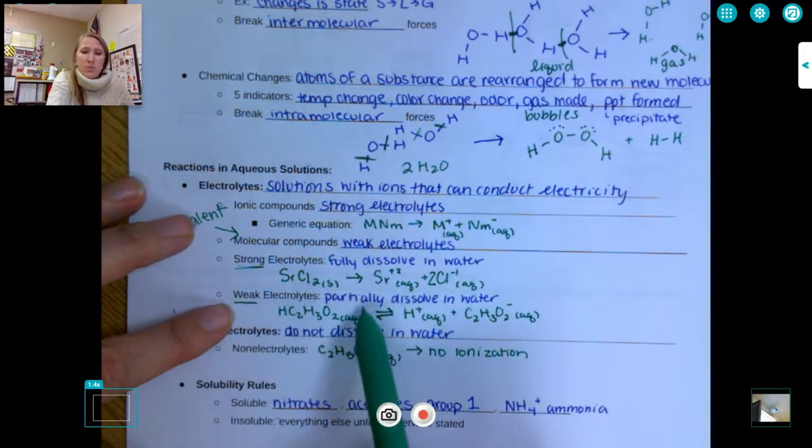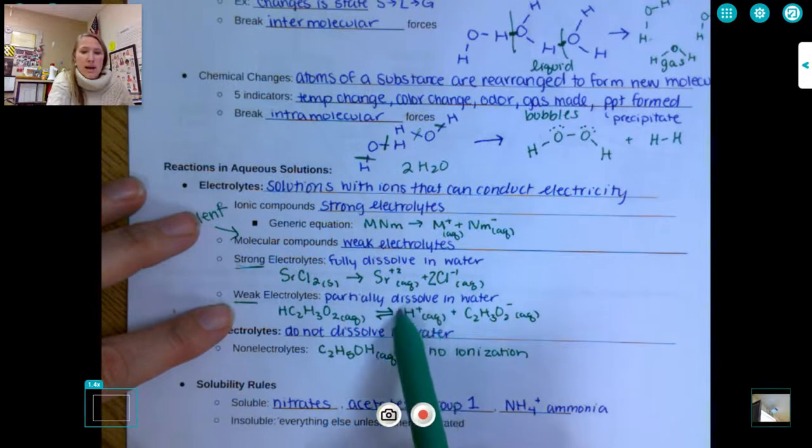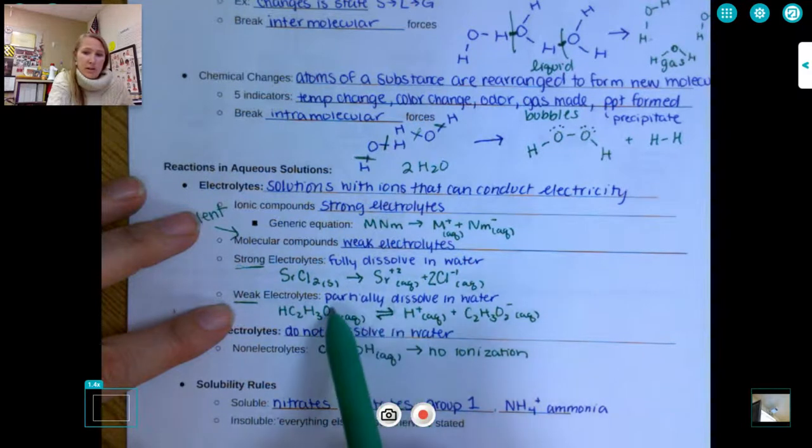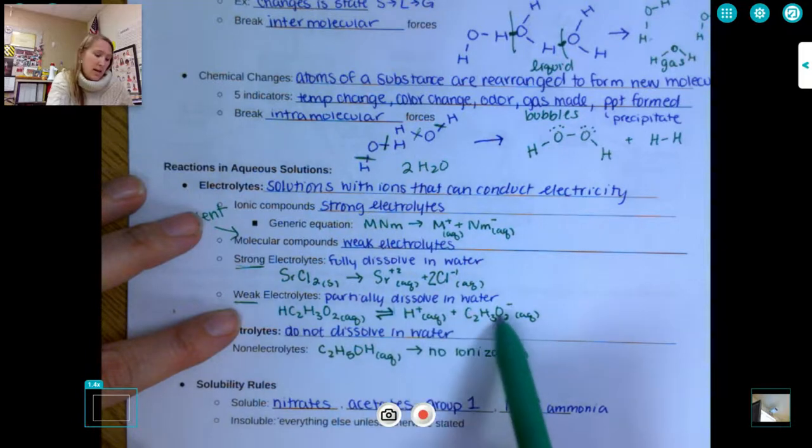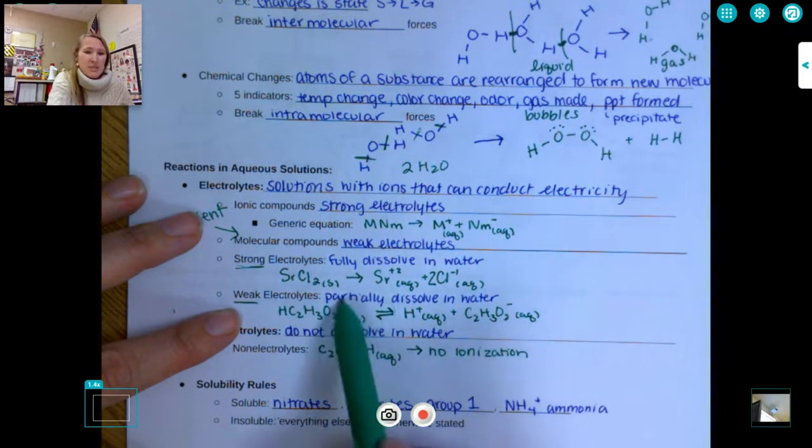Weak electrolytes only partially dissolve in water. So some ions will come off into water, but we see a double arrow here. So that means that some of our compound, and this is acetic acid, some of it breaks apart into hydrogen ions and acetate ions, but some of it doesn't.